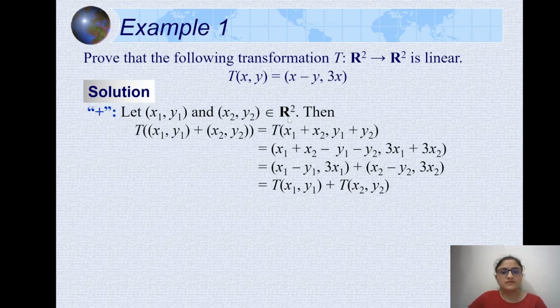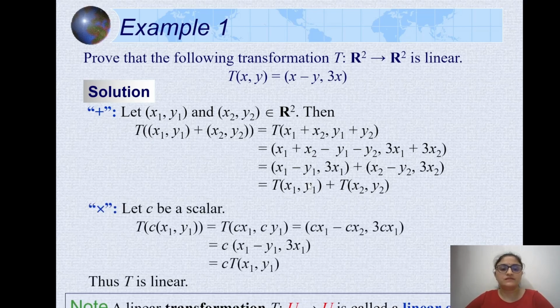So we pick two vectors in the domain vector space R square. T applied to (x1, y1) plus (x2, y2): first we add (x1, y1) and (x2, y2) by applying the vector addition defined in R square. According to the transformation, T transforms the two-tuple (x, y) as (x minus y, 3x). We just apply the definition, and by simple calculations we can see that it satisfies T of u plus v is Tu plus Tv.